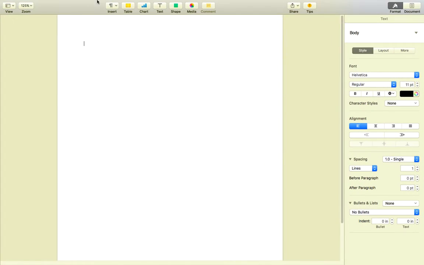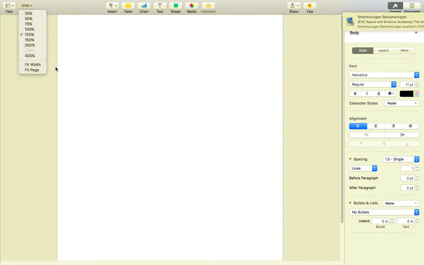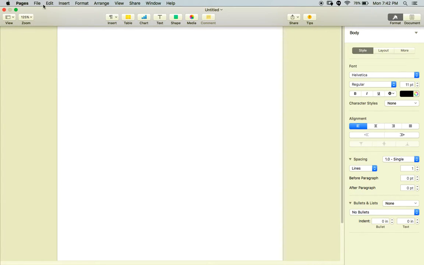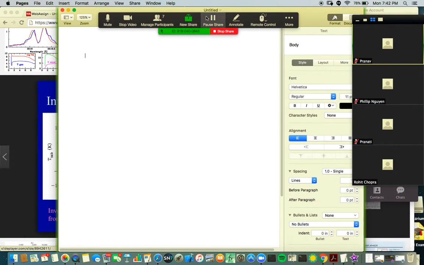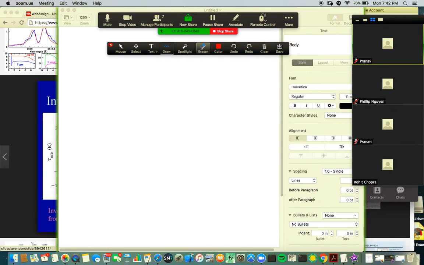So the first project is very simple. It's based on photometry. Wait a second, now I don't have my Zoom. Wait a minute. So can you guys see what I'm doing here? Yeah. Okay. So the first one is photometry.